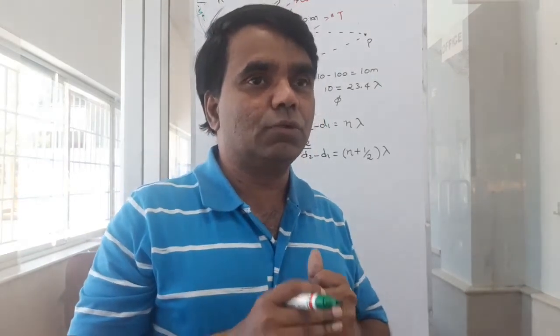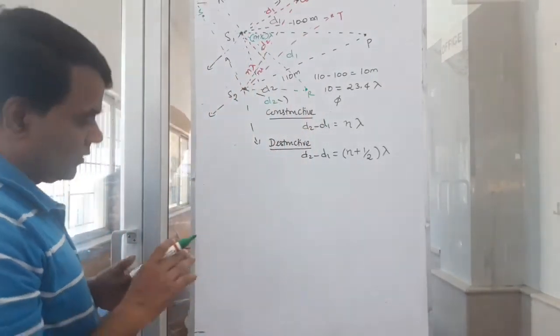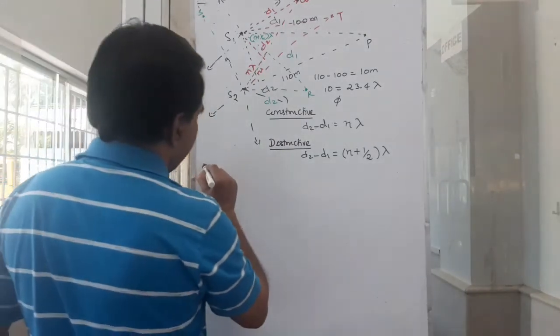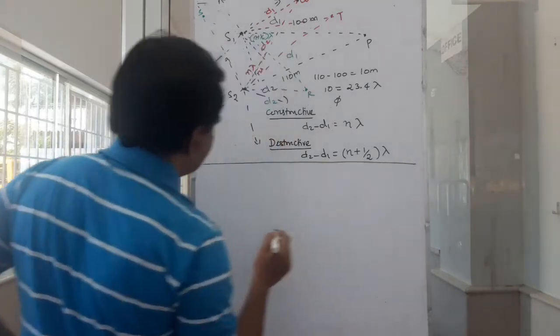The best way to do this would be to take this. I'm going to draw it now. So I have two sources.